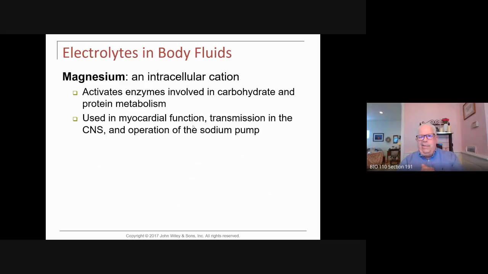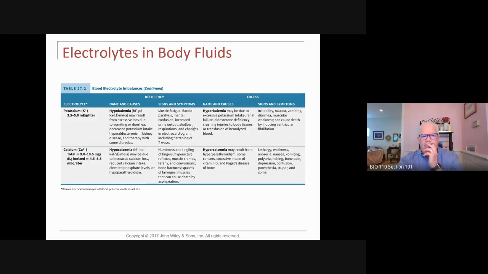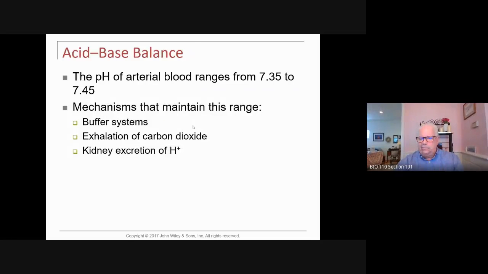Magnesium. Magnesium is a minor electrolyte. It is intracellular and it activates many enzymes. It activates a very important pump, the sodium potassium pump in your heart. Okay? And here is a review. You don't have to know the numbers, that's not important. But a good review. Okay. Any questions about the electrolytes?